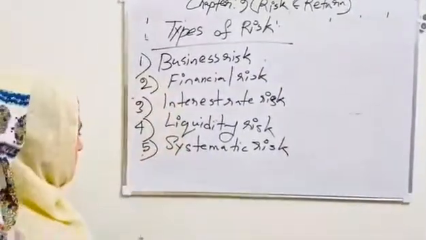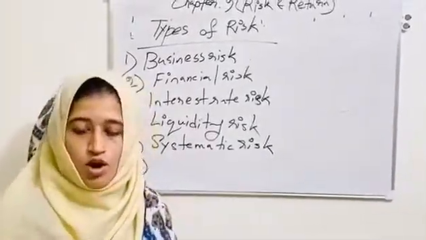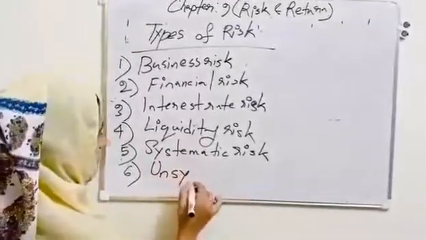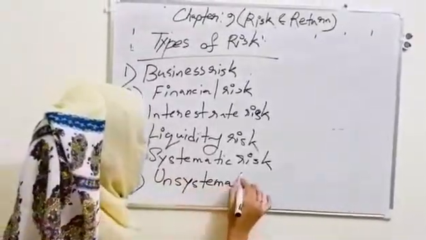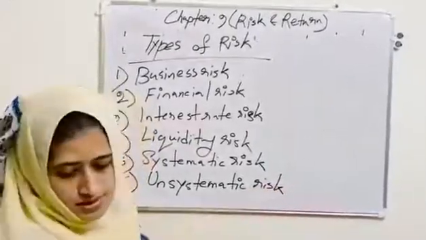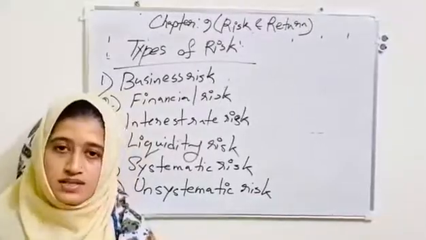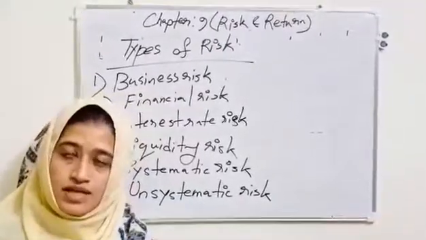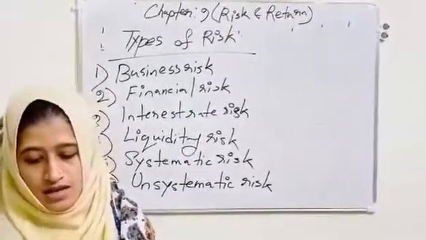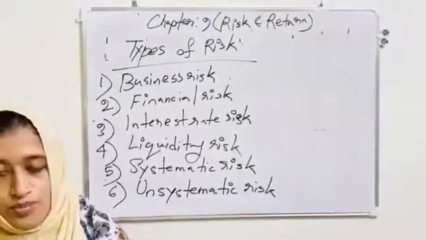And our today's last topic is unsystematic or non-systematic risks. Unsystematic risks, also known as diversifiable risks, that means we can easily cover or we can change it, is the danger that relates to a particular security or a portfolio of securities.